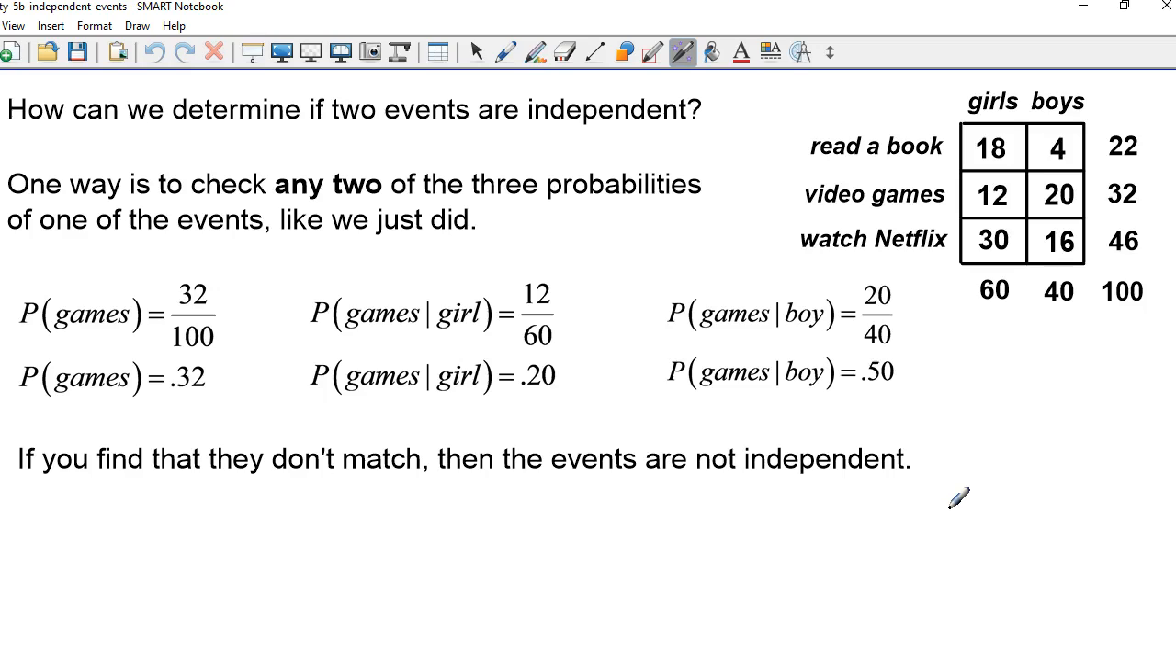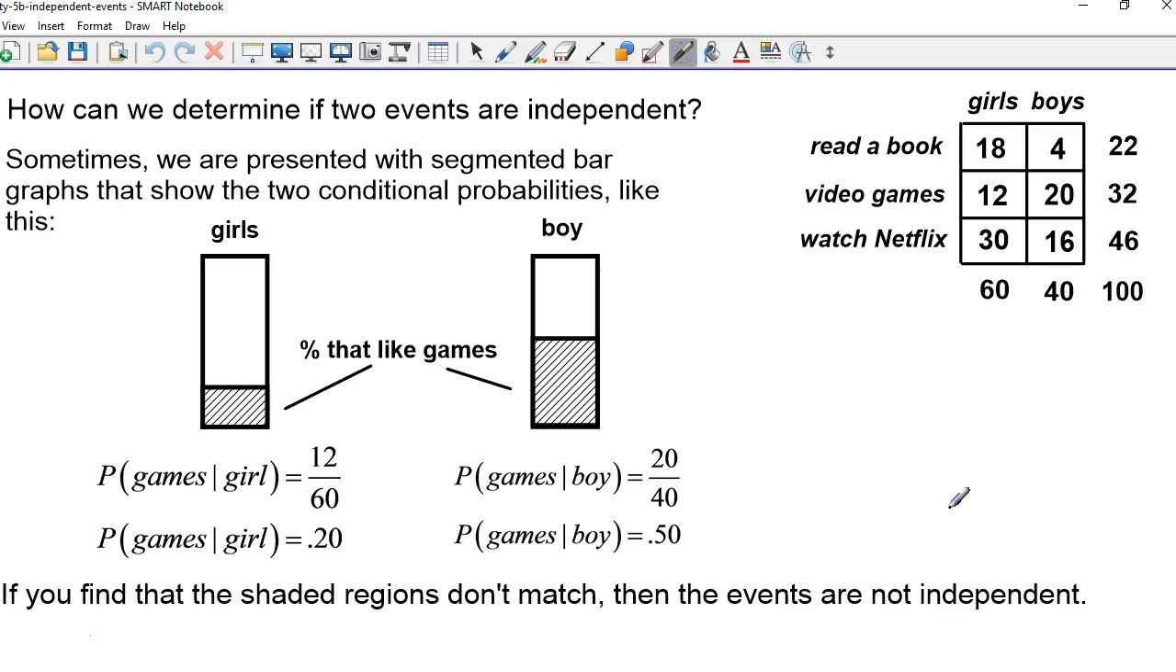Okay, so how could we determine if two events are independent? One way is to just check any two of the three probabilities of one of the events, like we just did. So let's say I wanted to find out if gender and entertainment choice are independent. So I could pick one of the values, say games, and figure out the probability of games, the simple probability, the probability of games given that you're a girl, and the probability of games given that you're a boy. And I could pick any two of those to compute. And if they do not match, then that means the events are not independent, like they were in this case.